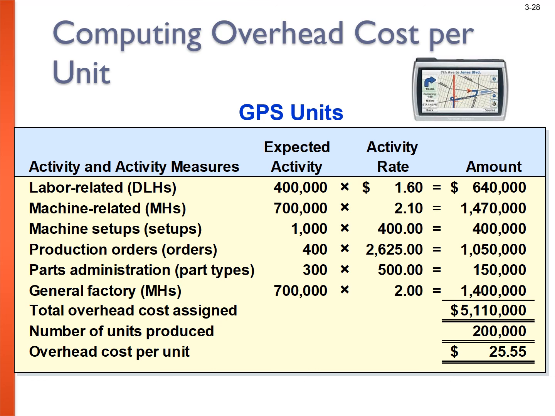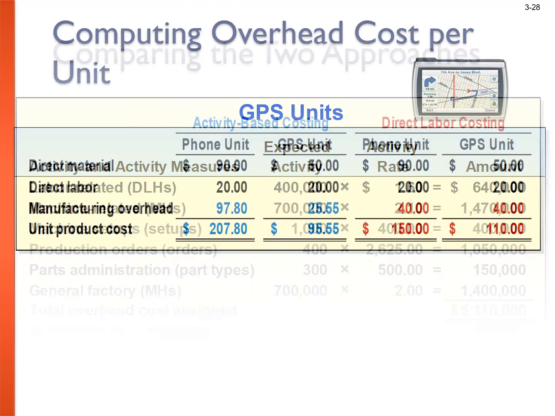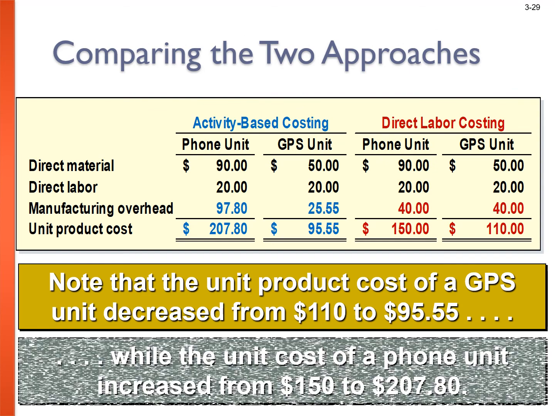They're going to produce 200,000 units. So the overhead cost per unit for the GPS is $25.55. So two distinctly different overhead rates, one for the phone, one for the GPS unit, based on activity. In our old system, we just said one rate, $20 per direct labor hour, if you remember that from a couple slides ago. Much different. Now look what happens.